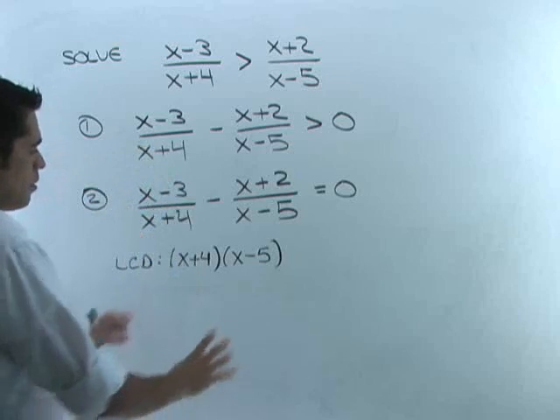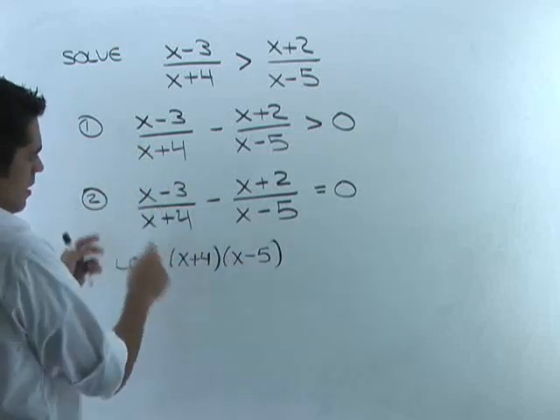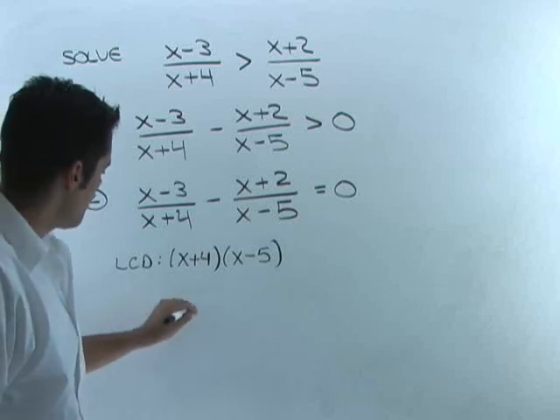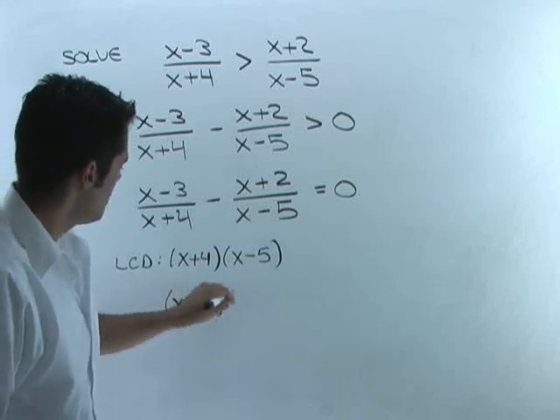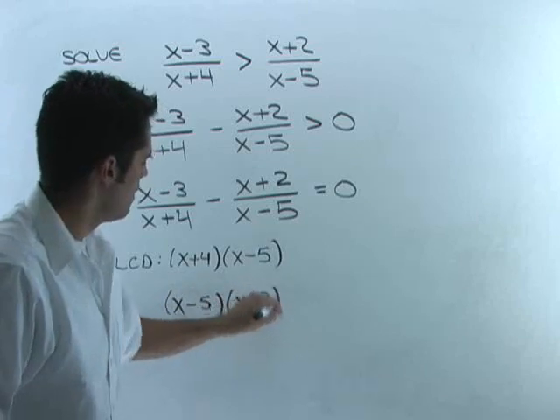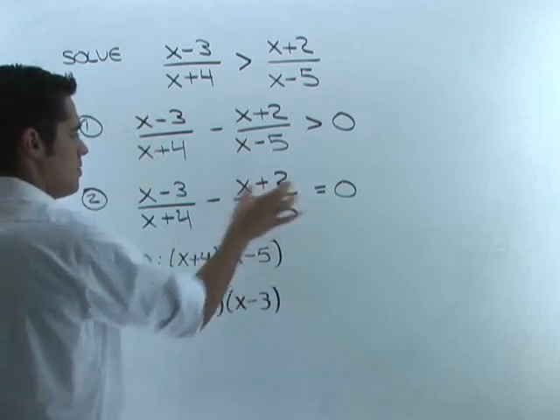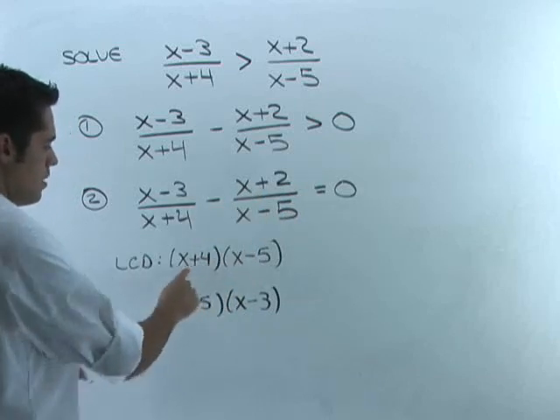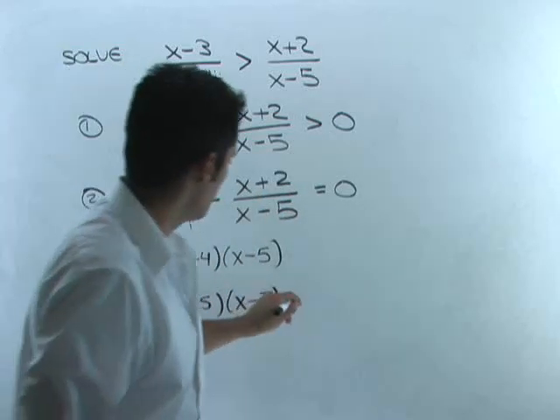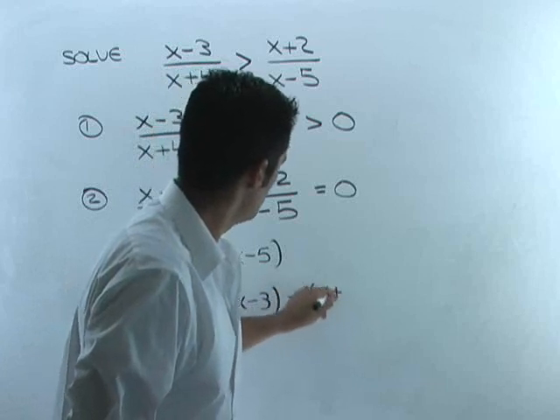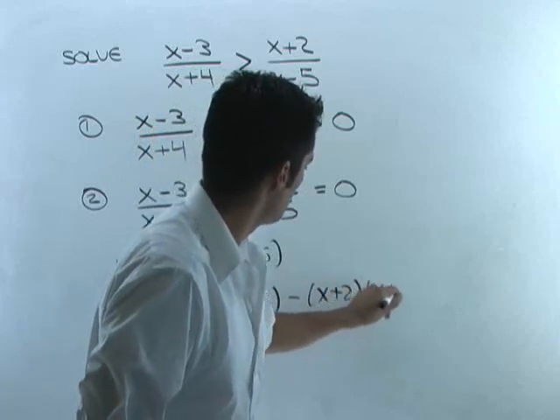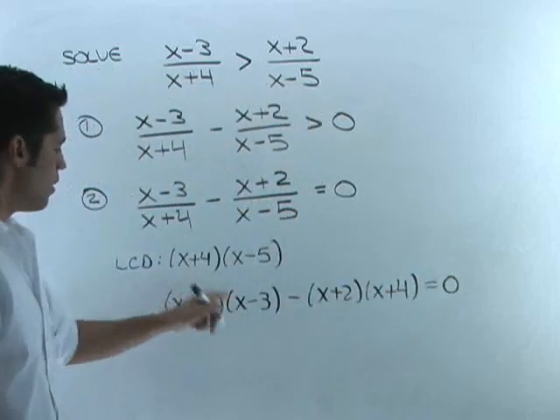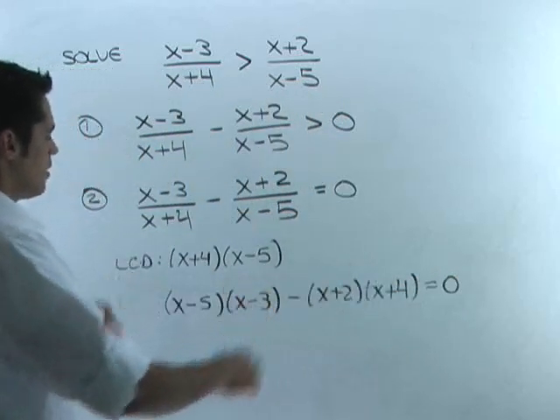Okay, now we've done this before, so I'm just going to do this real quick in my head. If I multiply this times this, the x plus 4's will cancel, and what I'll be left with is the x minus 5 on top with the x minus 3. Now when I multiply this times this, the x minus 5's cancel, I'm left with x plus 2 and x plus 4. Don't forget you have the minus sign here. So minus (x plus 2) times (x plus 4), and then equals 0. Now I will FOIL this out, and then collect like terms.